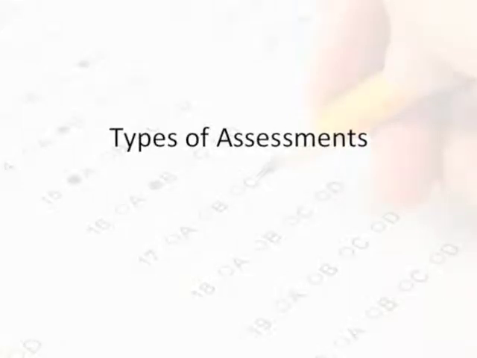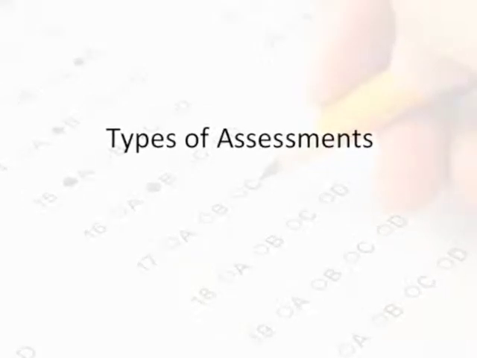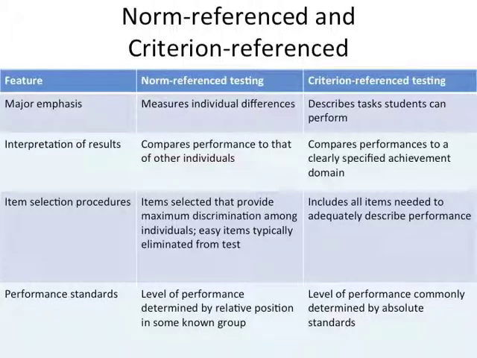There are different types of assessment depending on how you want to assess and what you're going to use the results for. So this PowerPoint is about those different types of assessments. So the first type of assessment is norm referenced versus criterion referenced. You need to make a choice between the two of these.